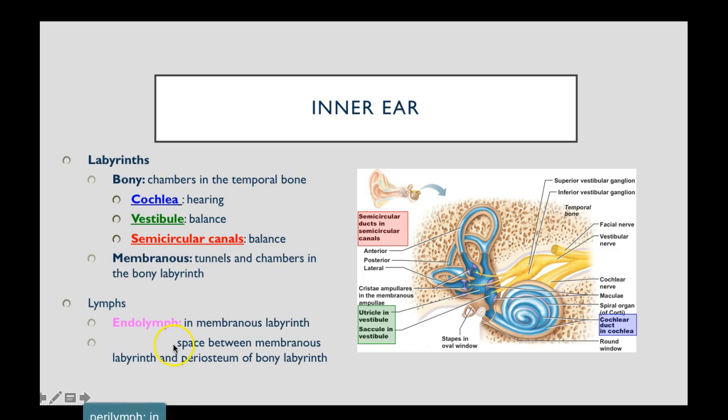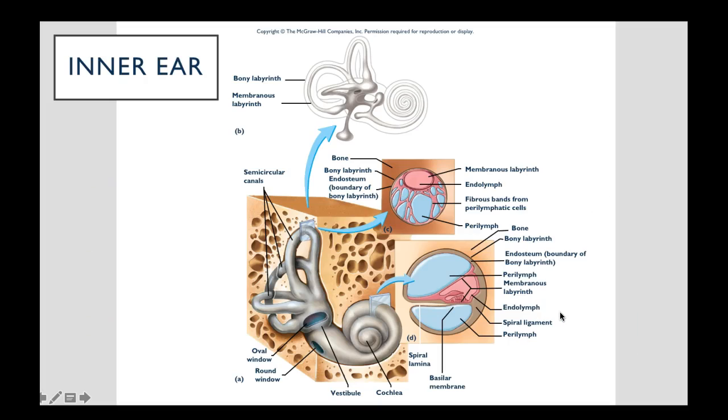And for some reason the word disappeared here, but this is going to be found in the space between the membranous labyrinth, which you see in blue here, and our periosteum of the temporal bone. So right in this region over here is where you would expect perilymph to be found. And so here's a better image of these different sections. So first I want to focus on this cochlea.